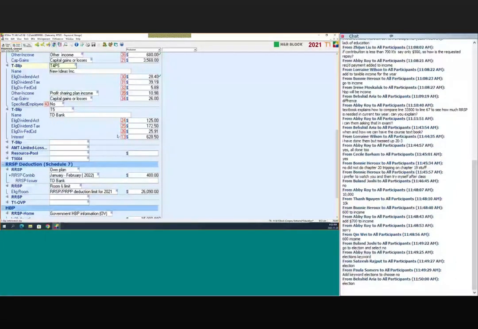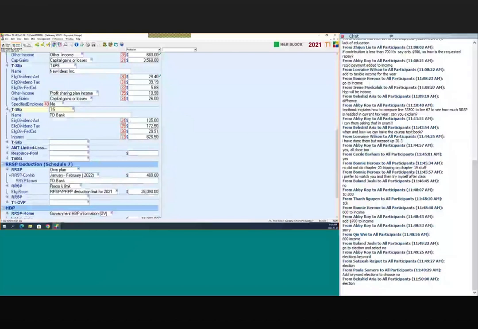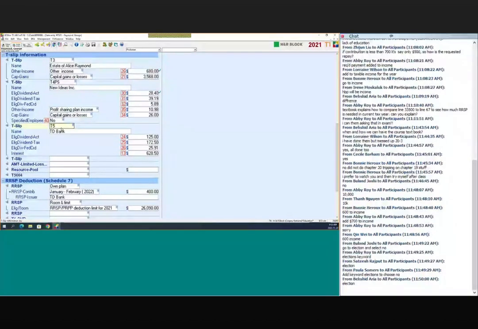Then we go back here to the T5, TD Bank. We have our dividends and we have the interest income. So that is the data entry for the T5. All right, so we've got our T-slips in for George Raymond.